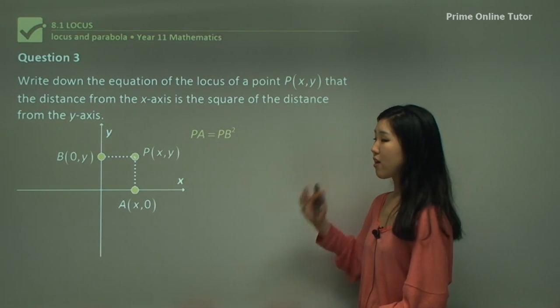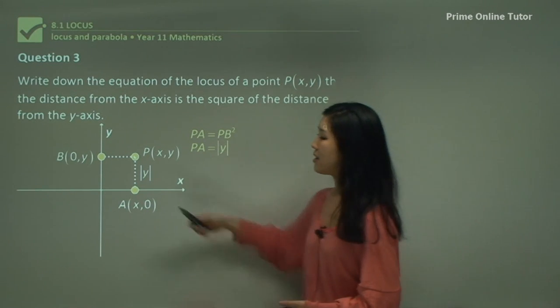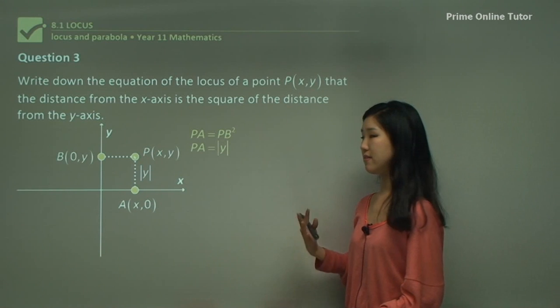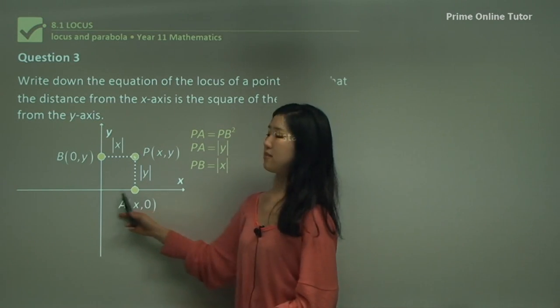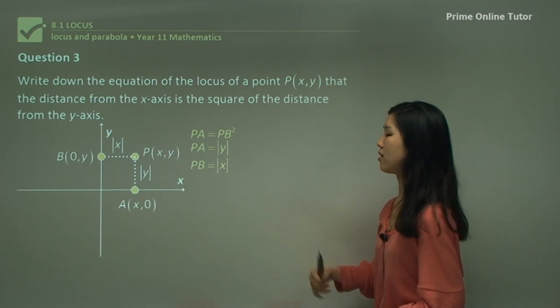Alright, so guys, hopefully you can see that PA is going to be the absolute value of y again, since that's y, so it's the absolute value of y for distance. And PB is going to be the absolute value of x, since this is x, so distance is going to be the absolute value of x.